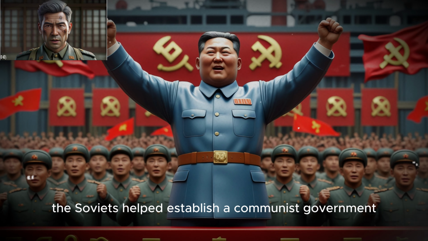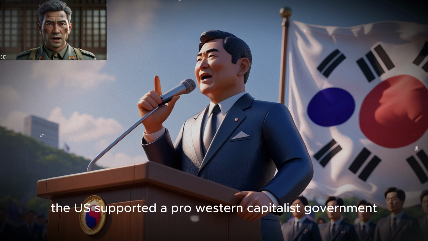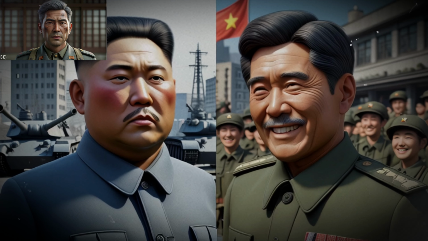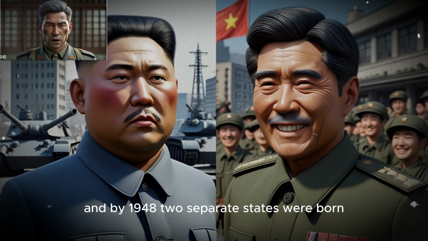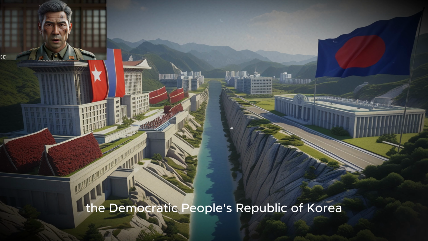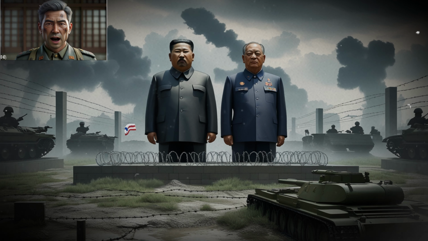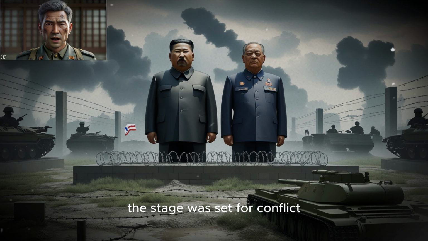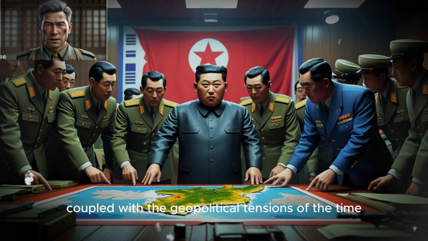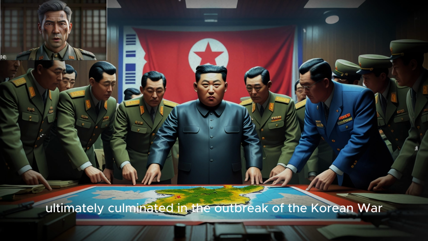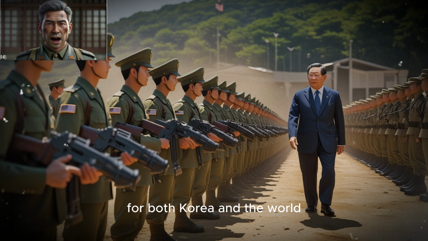In the North, the Soviets helped establish a communist government led by Kim Il-sung, while in the South, the U.S. supported a pro-Western capitalist government led by Syngman Rhee. Tensions mounted as both leaders sought to unify Korea under their own ideologies, and by 1948, two separate states were born: the Democratic People's Republic of Korea, North Korea, and the Republic of Korea, South Korea. As the ideological divide deepened, the stage was set for conflict. The ambitions of Kim Il-sung and Syngman Rhee, coupled with the geopolitical tensions of the time, ultimately culminated in the outbreak of the Korean War in 1950, a conflict that would have far-reaching consequences for both Korea and the world.